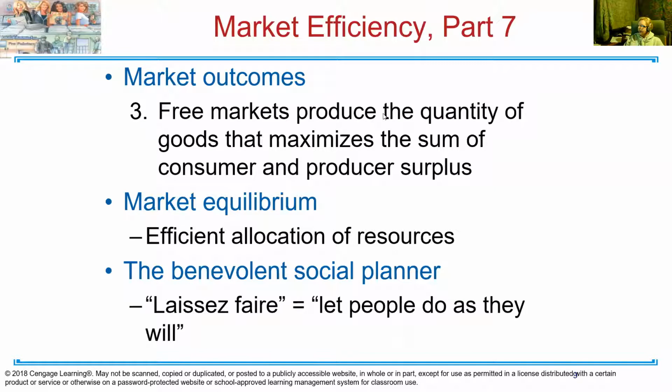Okay, so at market equilibrium, we have the efficient allocation of resources. And I want to add to this just a little bit and say at market equilibrium or when total surplus is maximized, we have an efficient allocation of resources. So we would say leave the market as it is. Don't bother getting involved, particularly in terms of government intervention, which we're going to look at coming up in some different chapters.